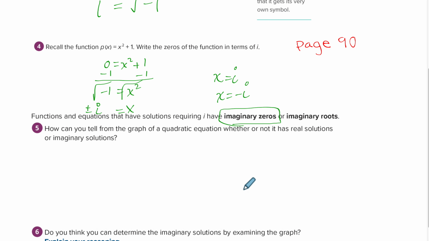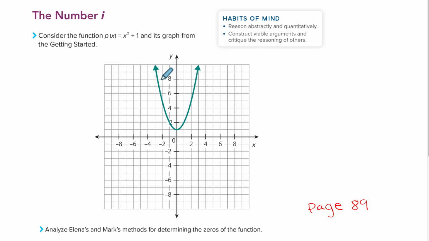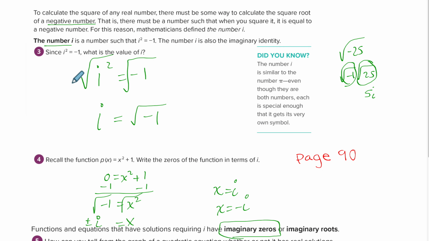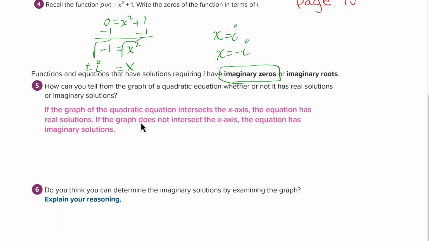How can you tell from the graph whether it has real solutions or imaginary? So let's go back to that picture. How did we know this was going to have imaginary roots? Well, if you notice, it never touched the x-axis, right? So if it doesn't intersect the x-axis, then we know it will have imaginary roots or imaginary zeros.